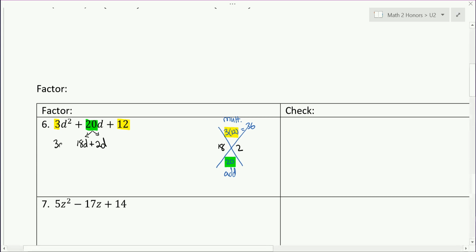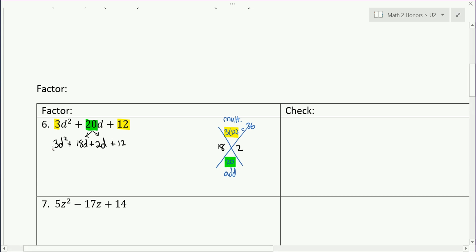So 3D squared plus 12. I'm going to bring my first and my last term down. Everybody okay with that? Now what we've done is we've created 4 terms instead of 3 terms. Now, does anybody have an idea what to do? Yeah, do what we did last night. So now you can factor by grouping.